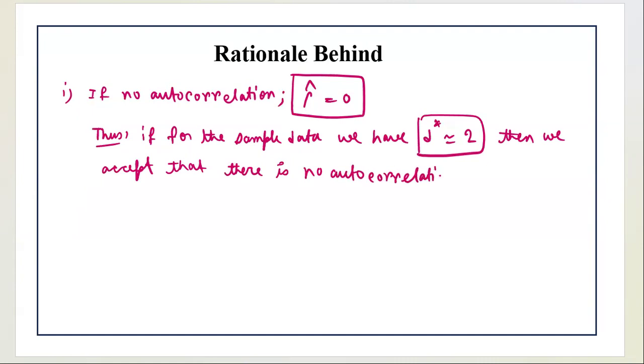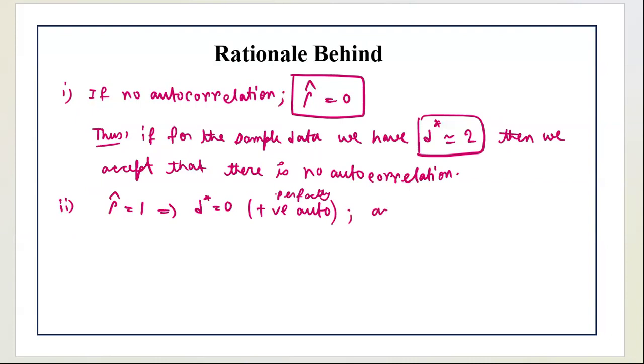Now case 2. If the rho cap value is exactly equal to 1, as I have told you, the D star value will be exactly 0, and we will have a perfectly positive autocorrelation. There will be perfectly positive autocorrelation.